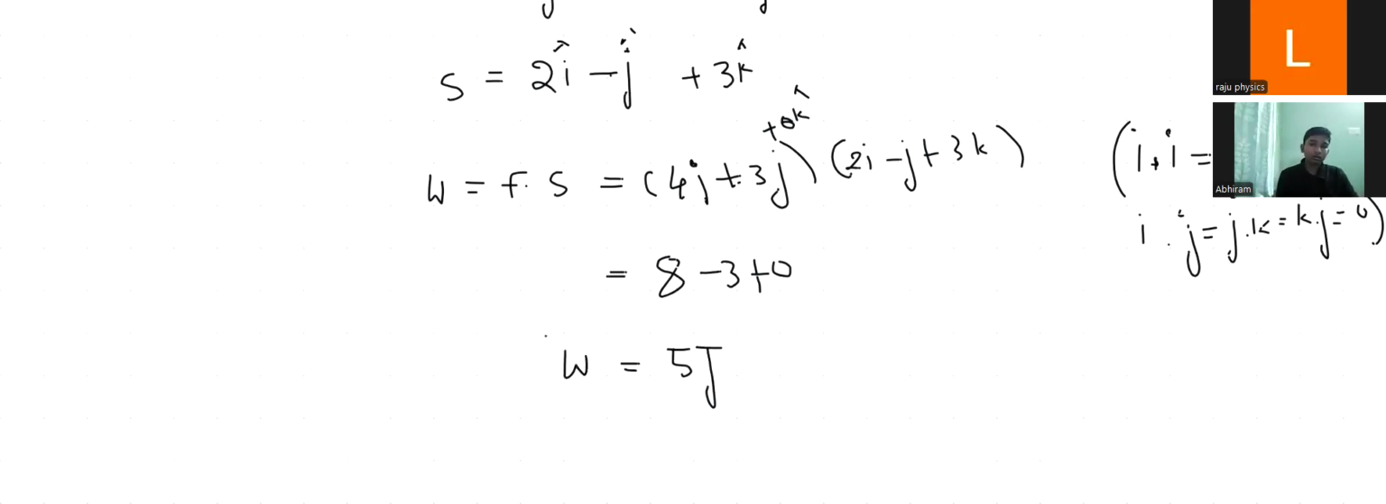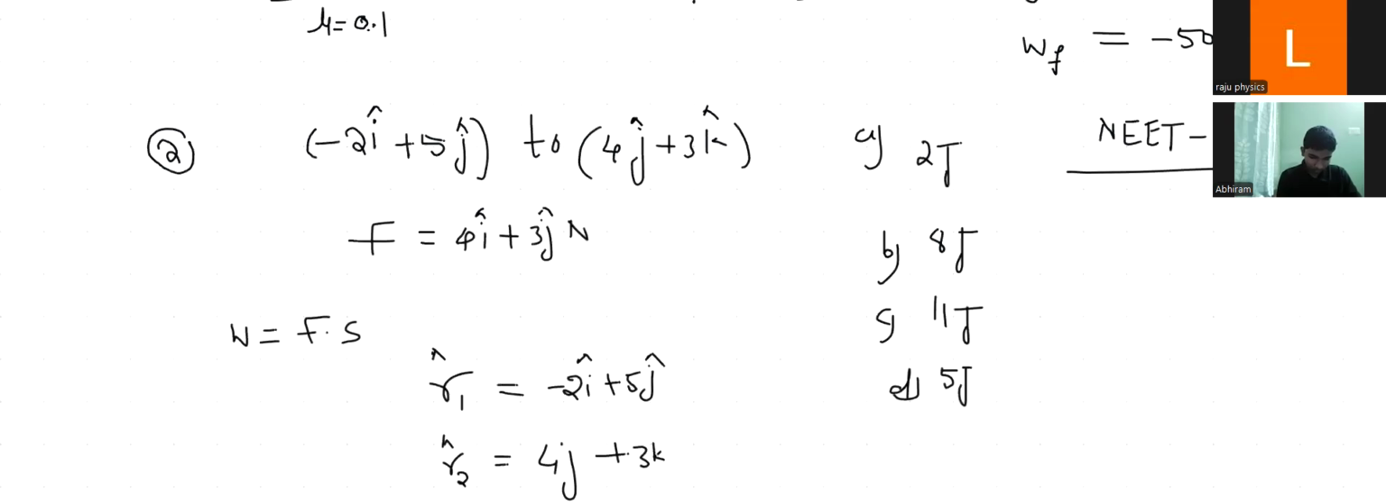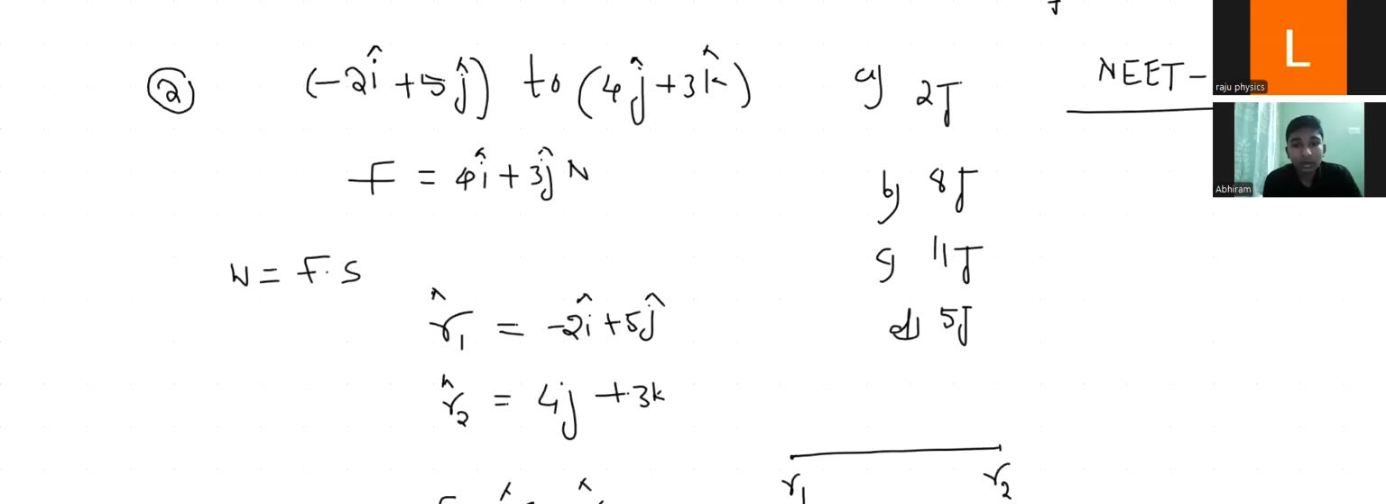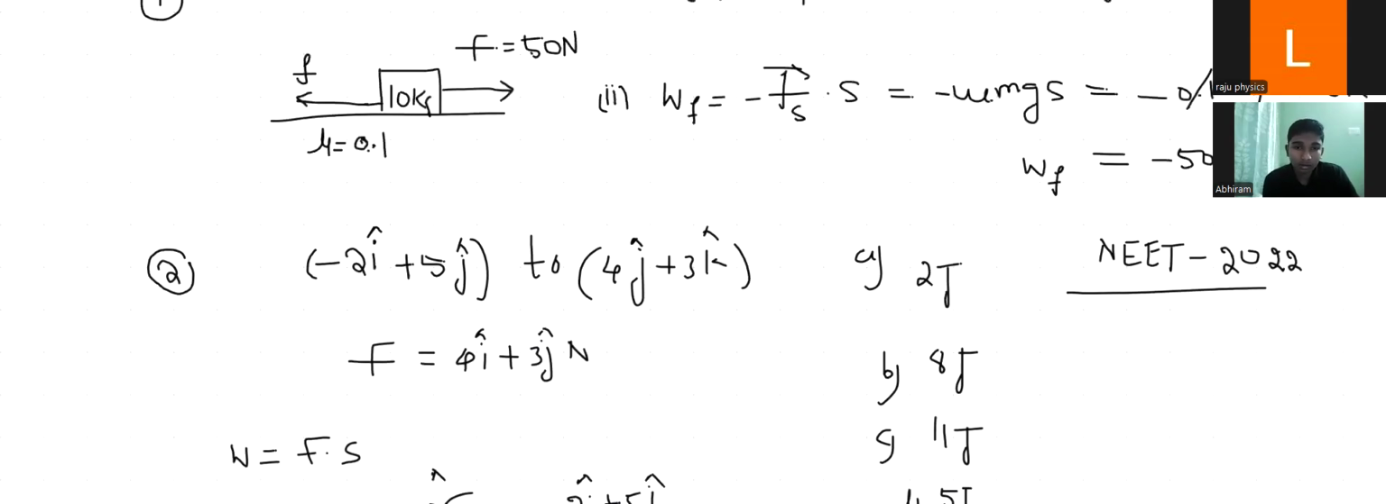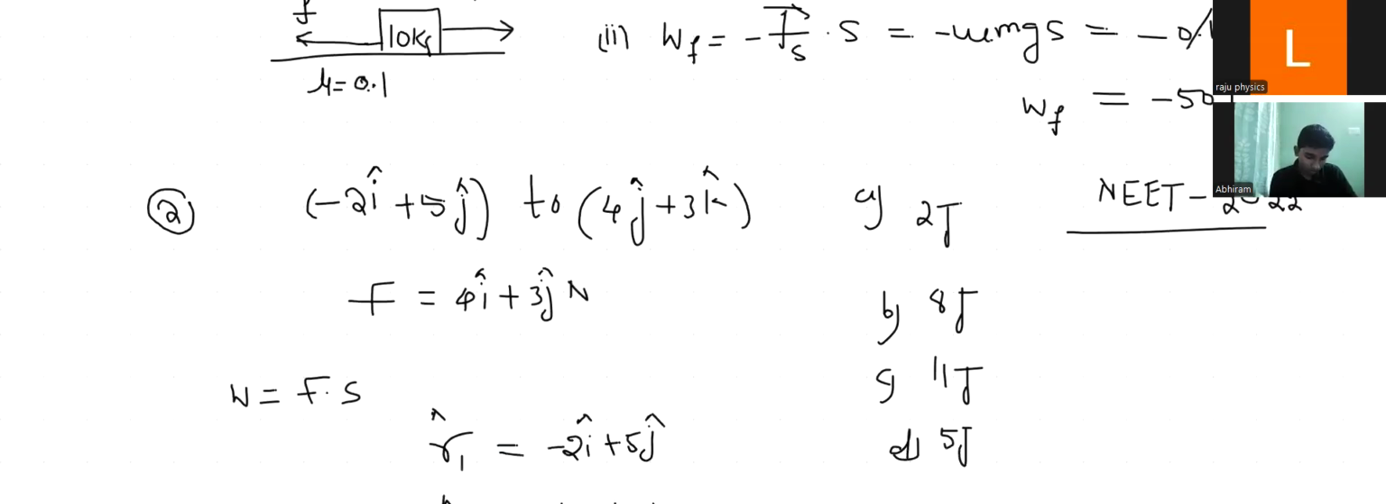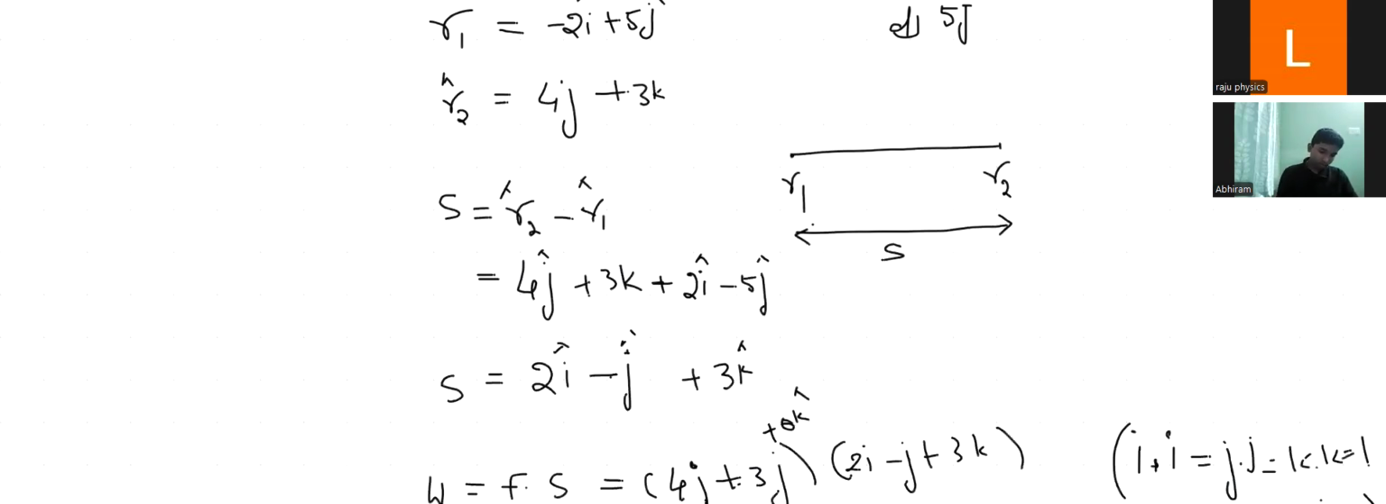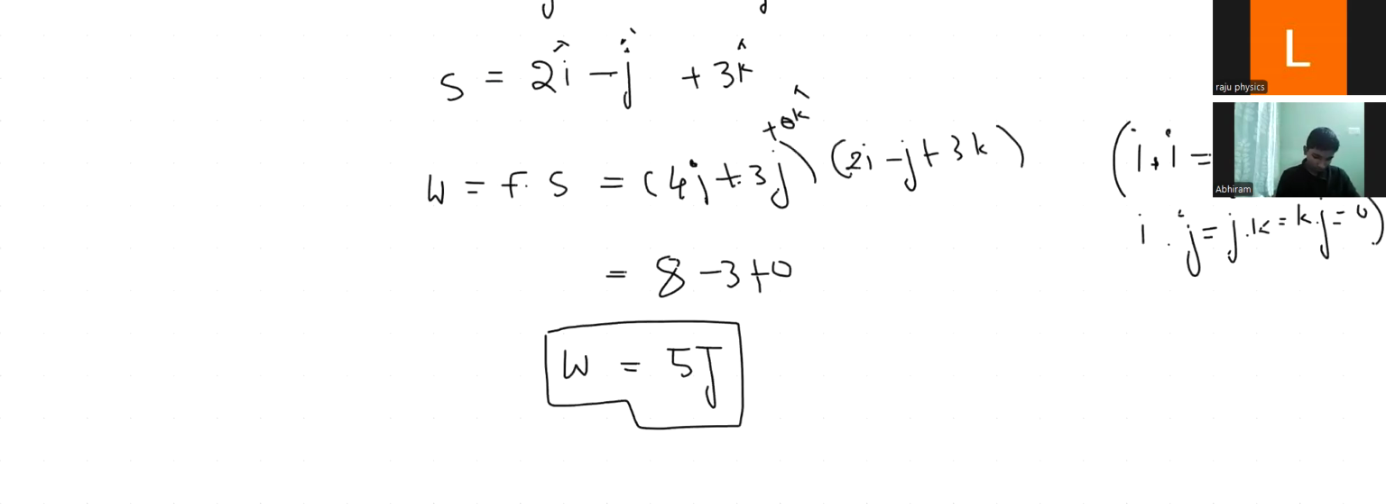Already in earlier classes we did these problems. We did these problems, right Abhi? There the problems were given as coordinates, like minus 2 comma 5 or 4 comma 3, and it is easy to calculate the work. But here they directly give vector forms of the coordinates. Now we will get the answer. Okay, copy this, Abhi.